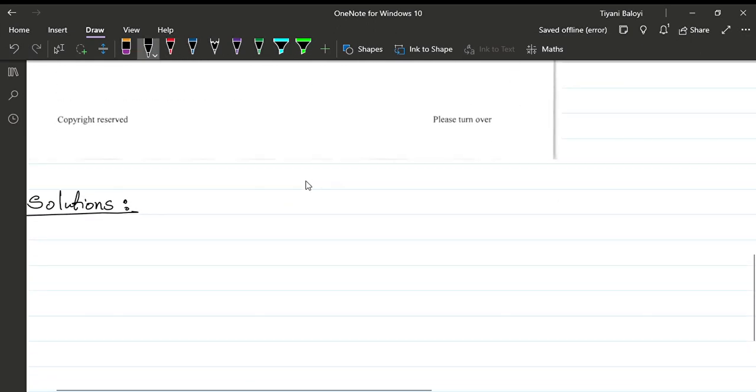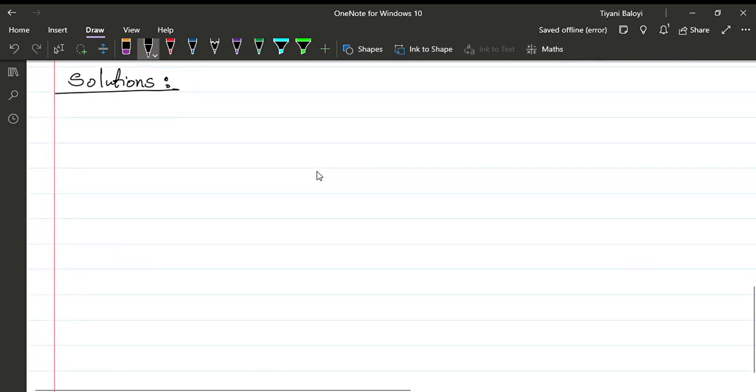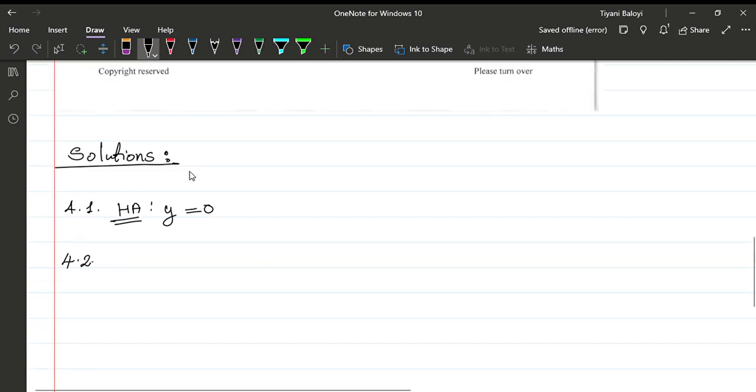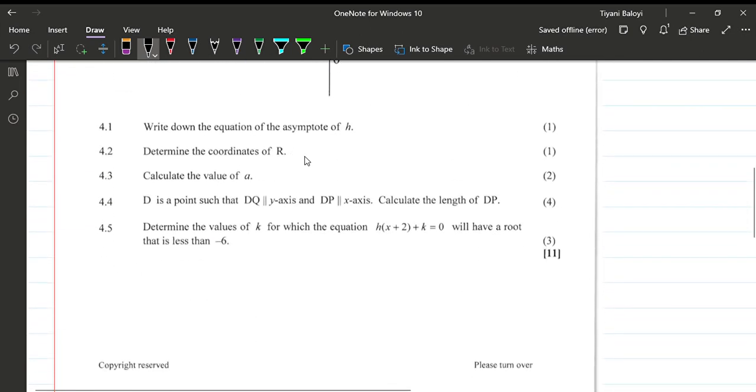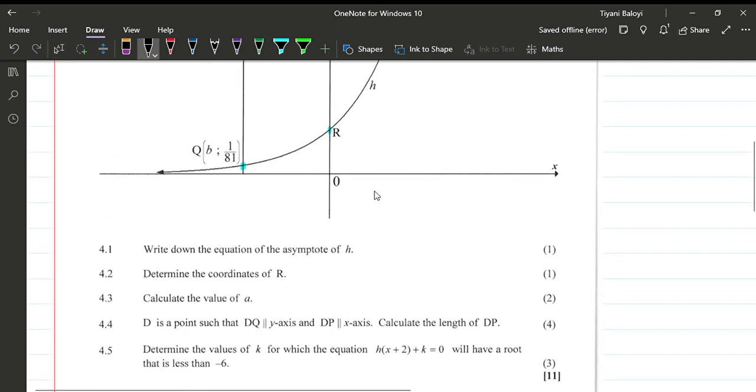So you can go ahead and write 4.1. The horizontal asymptote for our graph is y is equal to 0, right? And then we can write 4.2. So 4.2 asks us to determine the coordinates of R. So they've already told us that R is the y-intercept of our graph, and we know from general rules that at the y-intercept x is equal to 0, right?